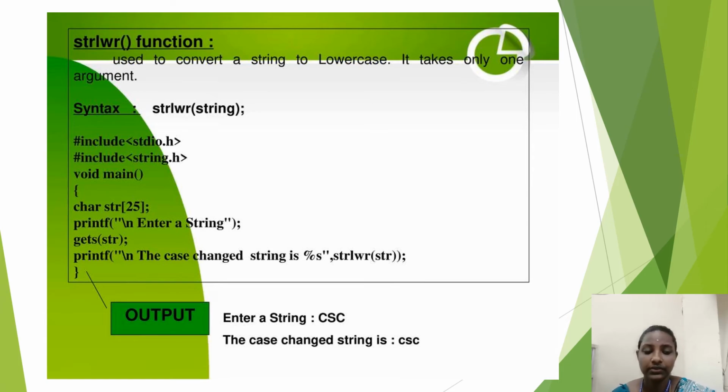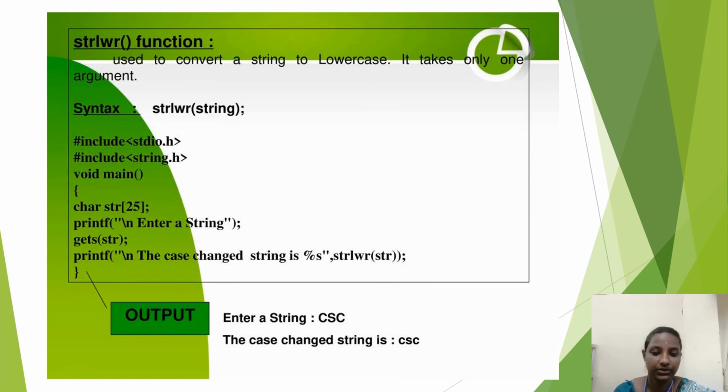For this we are giving str1 as 25 characters. So within the array brackets we are giving 25. For this example we may have at most 25 letters. So it must not exceed 25 letters. We can give 25 or less than 25. So in printf we are giving enter a string. Using gets we are getting one string. For this example we are giving capital letters CSE. So that CSE will be converted to small letter cse.